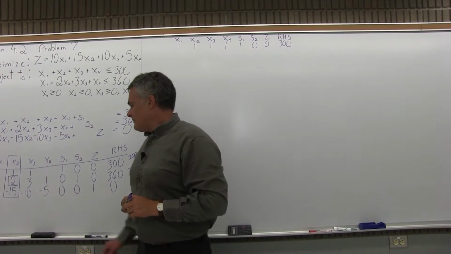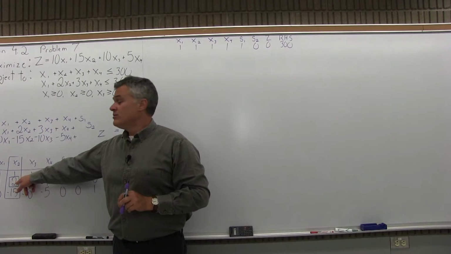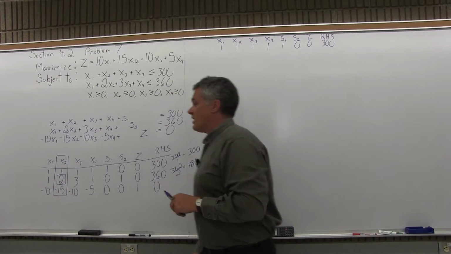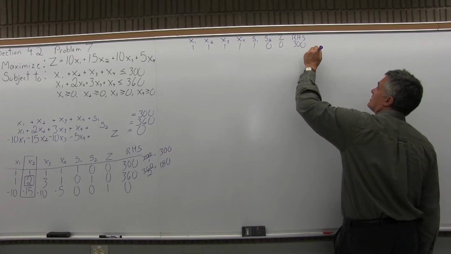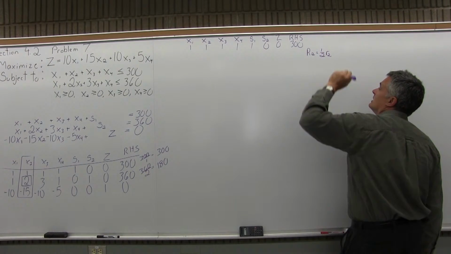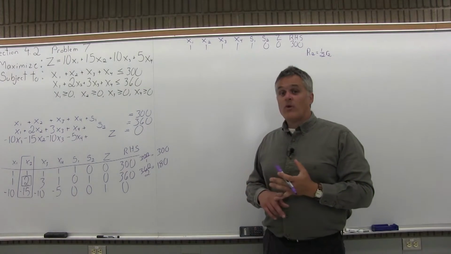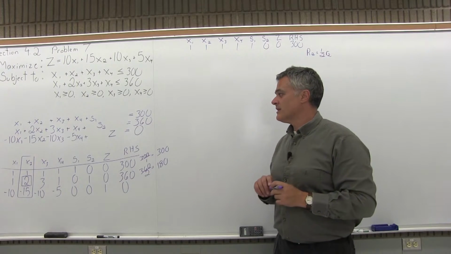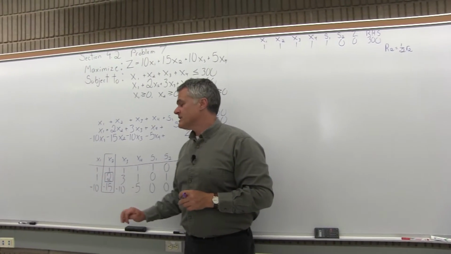Now, row 2 has a 2 in the x2 column, and that 2 needs to become a 1. So I'm going to make a new row 2. I'm going to write an equation next to row 2: row 2 equals 1 over 2 times row 2. Remember, when we make a 1, I just multiply a fraction times the entire row. When I make zeros, I add the rows together. So I'm going to multiply 1 over 2 times the entire row 2 of the previous tableau.